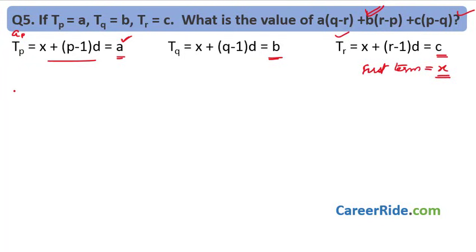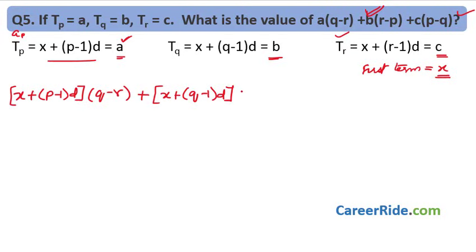So the value of A from here is X plus P minus 1 into D, and the equation goes on like Q minus R, right? Plus, let's place the value of B. It is equal to X plus Q minus 1 into D multiplied by R minus P, plus, what is the value of C here? The value of C here is X plus R minus 1 into D multiplied by P minus Q.